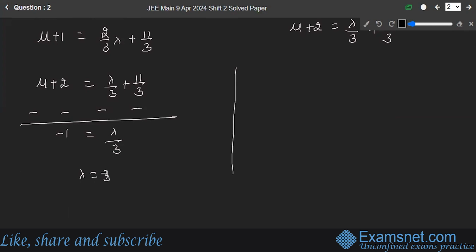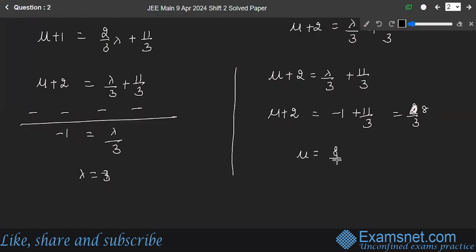And now let's solve for mu. You had mu plus 2 equal to lambda upon 3 plus 11 by 3. Mu plus 2 is equal to minus 1 plus this, or you have this as 8 by 3, so mu will be equal to 8 by 3 minus 2, which will give you 2 by 3. This is the value for mu and this is the value for lambda.